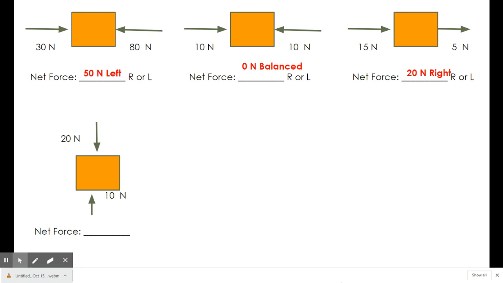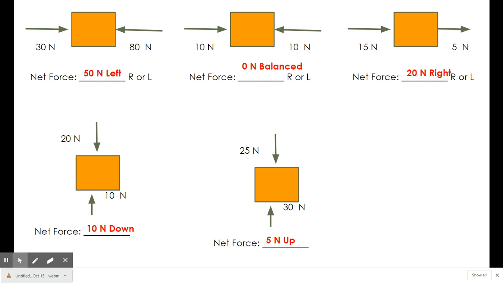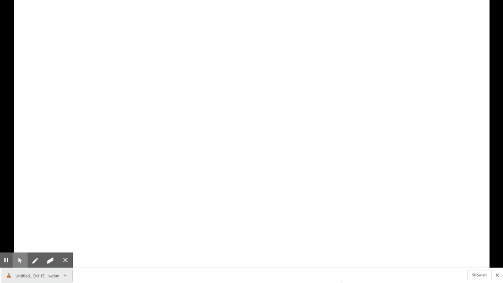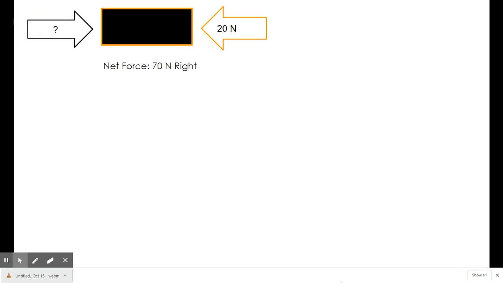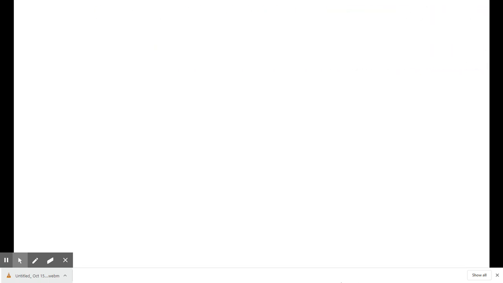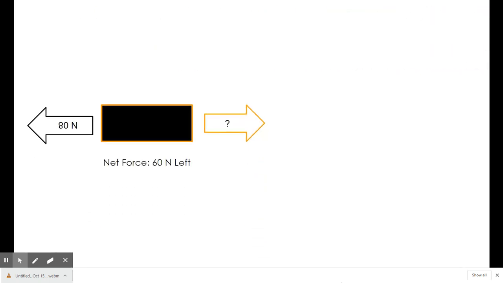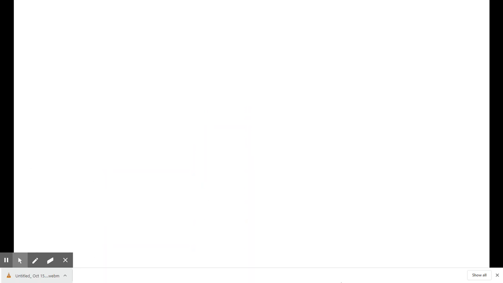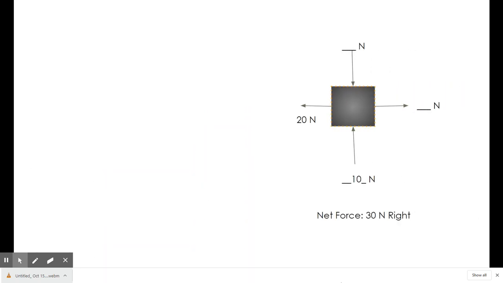There are several others on your notes that I would like you to try and practice with, moving up or down. You can go through your slides and practice these on your own. Be sure to take some time to do that so you get really good at calculating net force. And when you are finished with these notes, you're going to go into Schoology and take the assessment. I'm going to do this last one with you here.